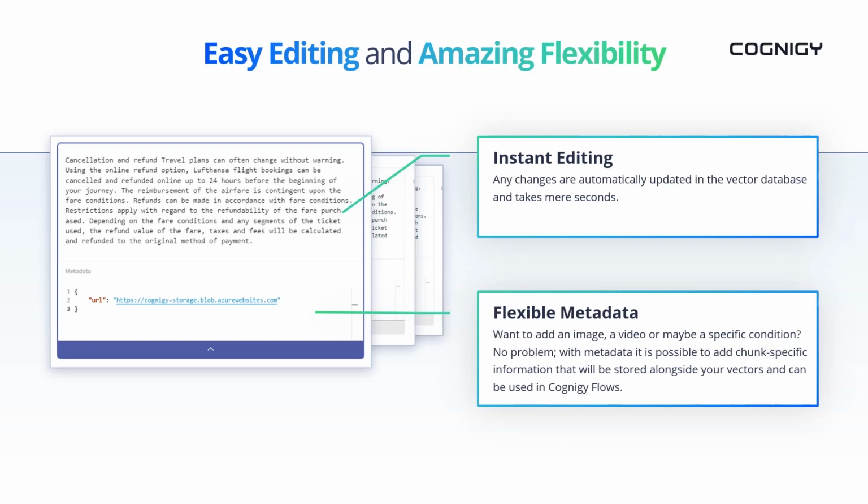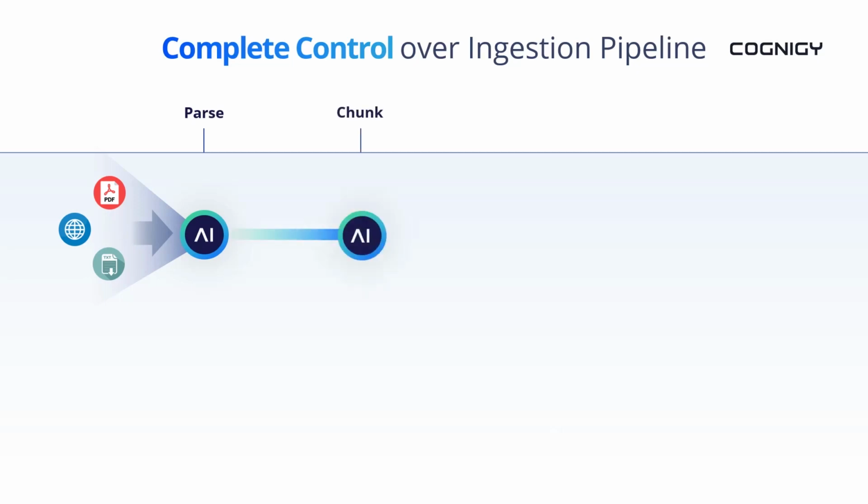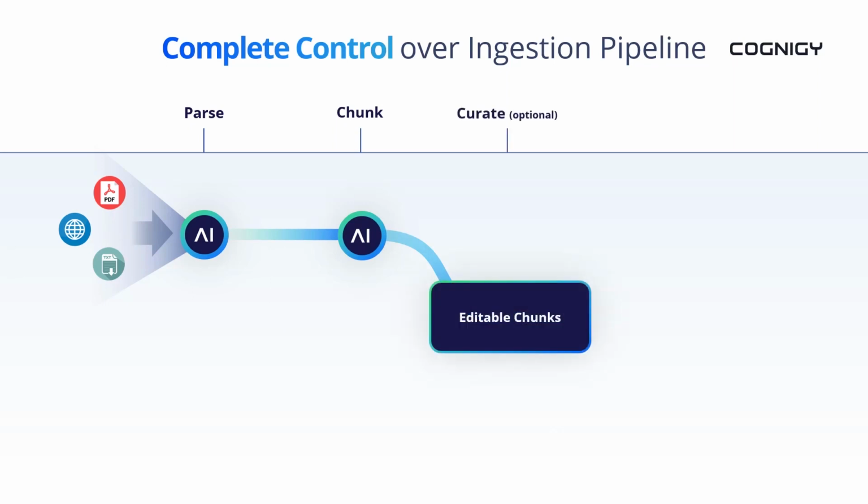But sometimes you need even more control. And for that, we've exposed the full ingestion pipeline. So what we saw so far is that Cognigy took care of every step, right? It took the PDF document, it parsed the PDF document, it chunked the PDF document, and it then allowed you to edit those chunks if you want, and it then sends it to the vector database.